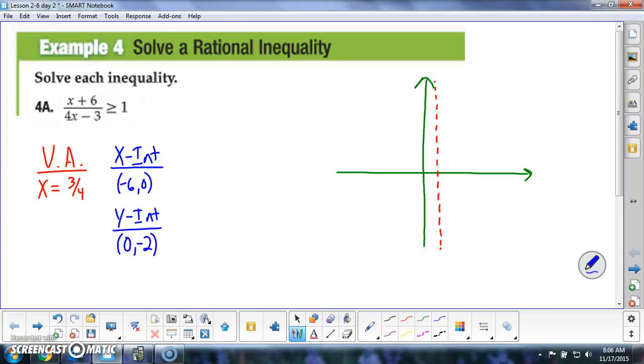Again, how I found that y-intercept is by putting 0 in for all the x's. How I found the x-intercept is setting the numerator equal to 0. And so if we have a y-intercept at -2 and an x-intercept at -6, and we also have a horizontal asymptote at y equals 1/4, because if you divide leading coefficients, 1 divided by 4, you get 1/4. So if I put that in, our graph should look something like this.